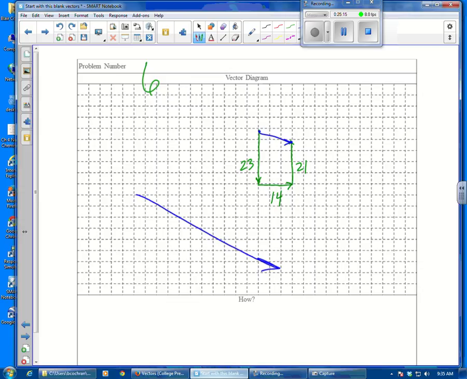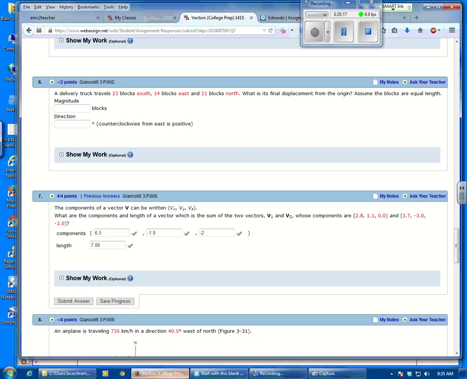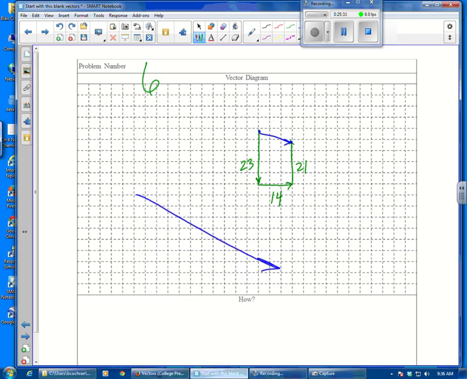Now here's the part about the direction that's probably causing misunderstanding, and this is the part that may be different on yours. Notice the direction they want, counterclockwise from east, is positive. So if I'm looking at my blue vector here, they want me to say, okay, east, which in my drawing is this way, they want the angle that goes from east counterclockwise all the way around to my blue line.